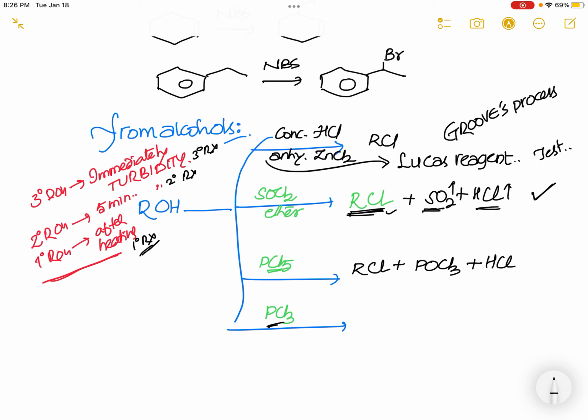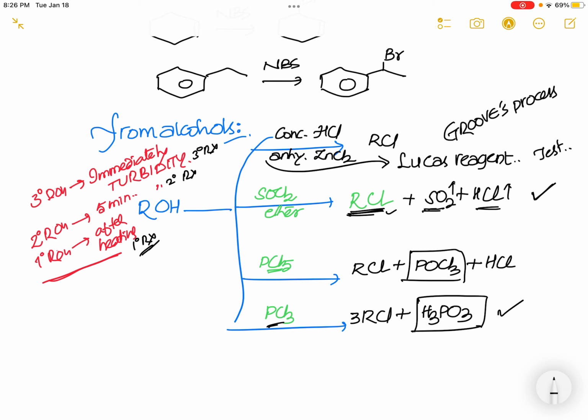But when you are using PCl3, 3 moles of RCl are formed and H3PO3 is formed. These byproducts are generally asked in examinations. In case of PCl3, you are getting H3PO3. In case of PCl5, you are getting POCl3. If I am not wrong, you can also see this in the preparation of H3PO3 in organic chemistry.